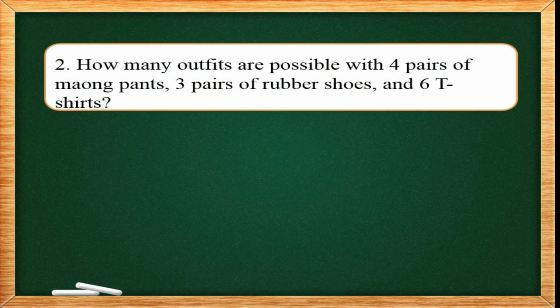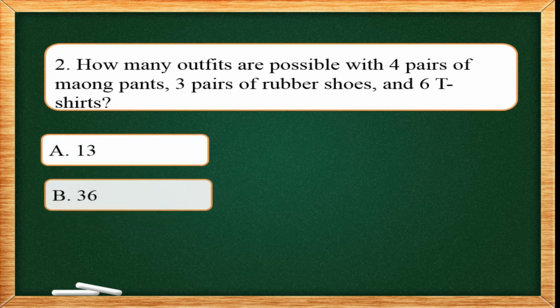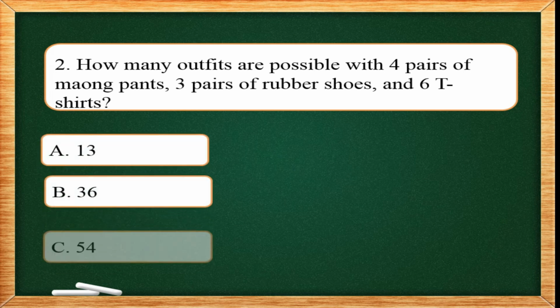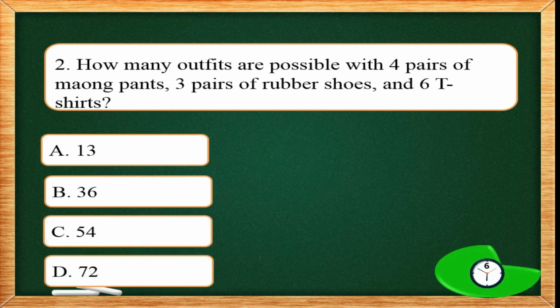Number 2. How many outfits are possible with 4 pairs of maong pants, 3 pairs of rubber shoes, and 6 t-shirts? A. 13. B. 36. C. 54. D. 72.